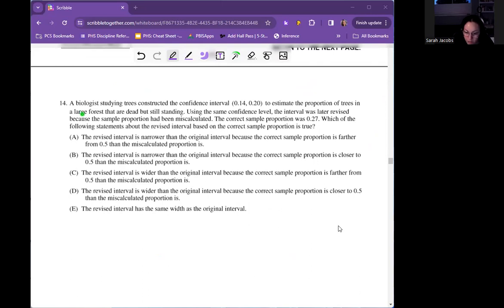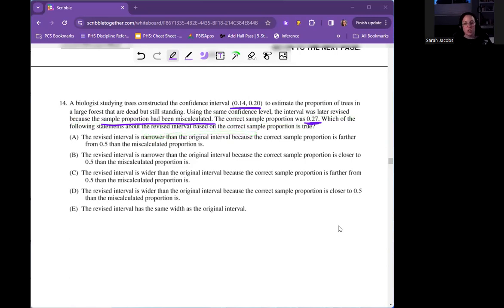Biologists studying trees constructed the confidence interval 0.14 to 0.20 to estimate the proportion of trees in a large forest that are dead but still standing. Using the same confidence level, the interval was later revised because the sample proportion had been miscalculated. The correct sample proportion was 0.27. Which of the following statements about the revised interval based on the correct sample proportion is true?